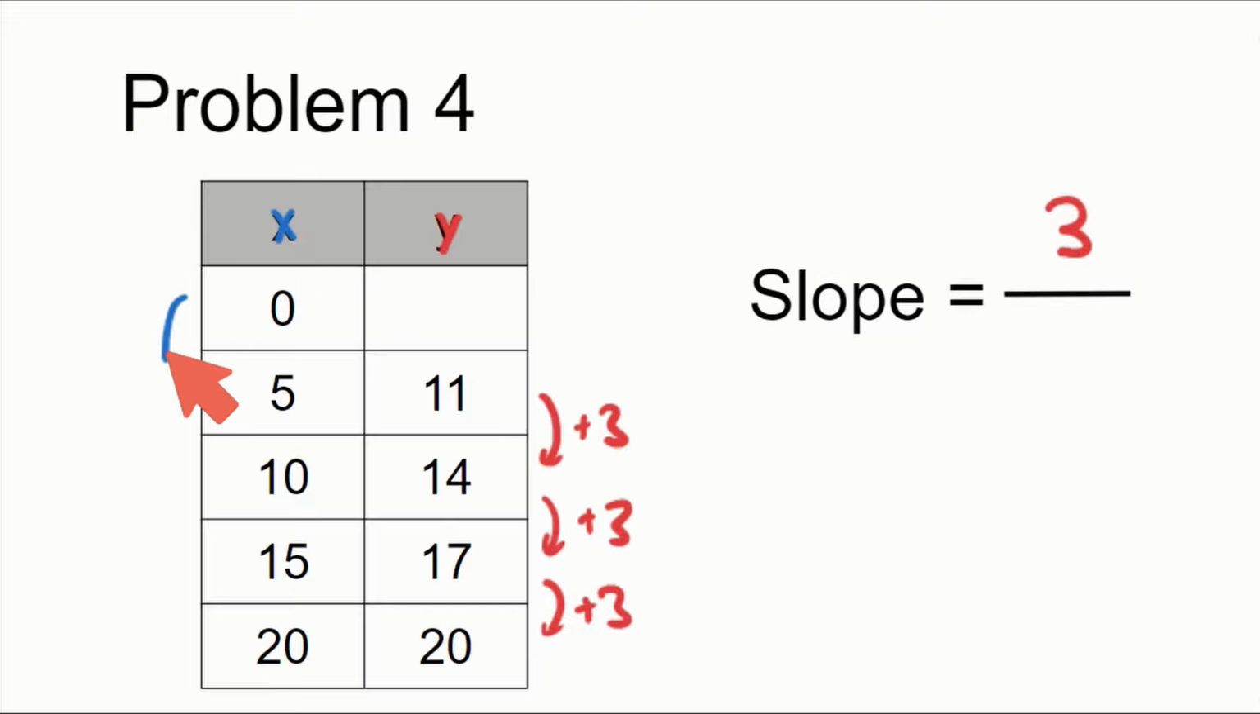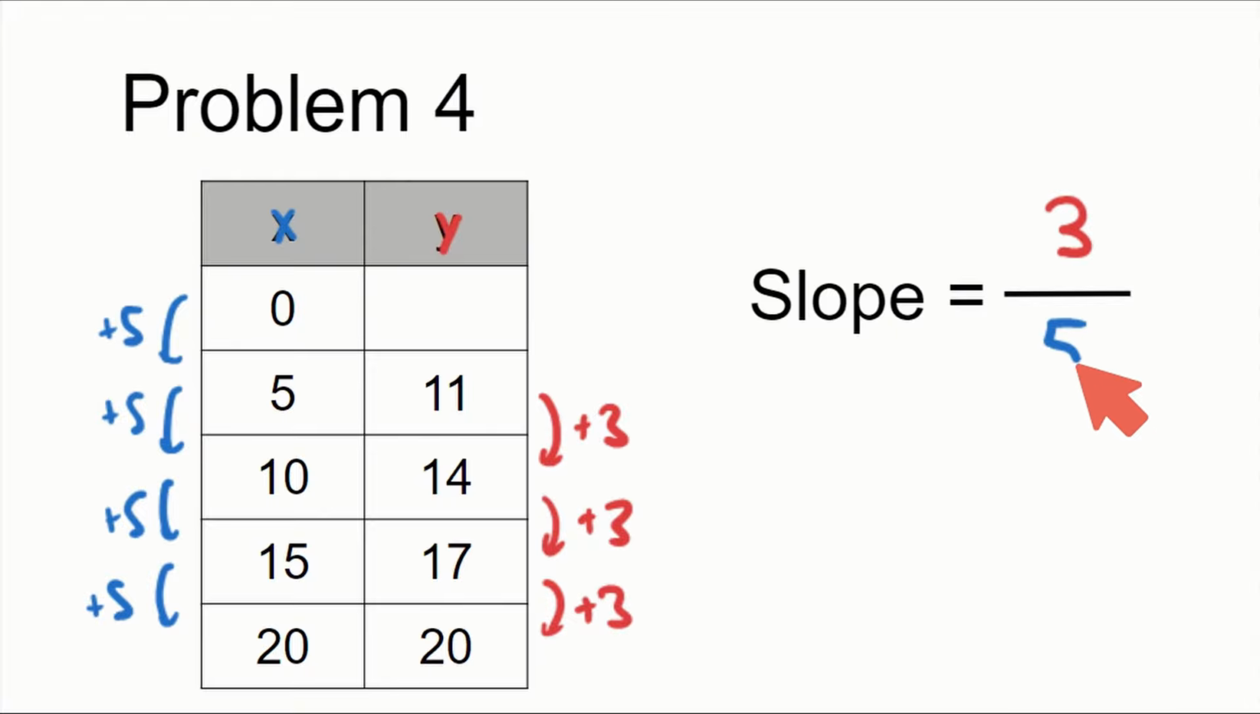From 0 to 5, that's a change of plus 5. 5 to 10, plus 5. 10 to 15, plus 5. And 15 to 20, that's also plus 5. So this is going to be a change of 5. So our slope is going to be 3 over 5.